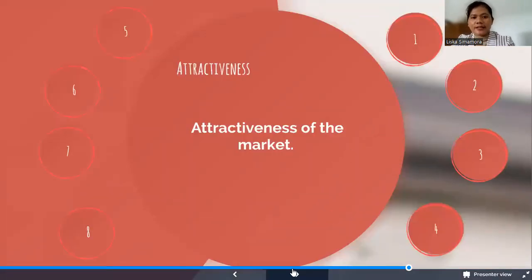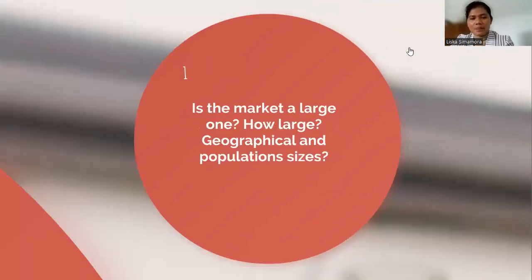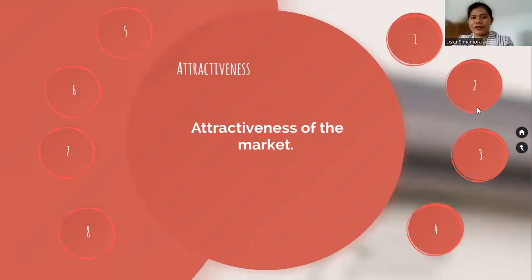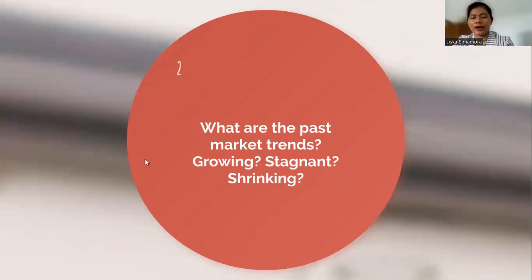Attractiveness of the market, okay? Is the market a large one? How large in geographical and population size? So you have to identify. A large market must be, of course, more attractive than a small one, right? And then for the attractive market, we also have to identify what the past market trends are: growing, stagnant, and shrinking. We have to make a list about that.